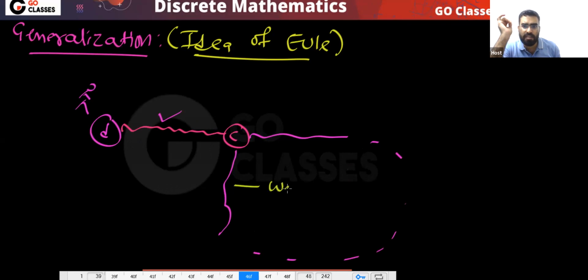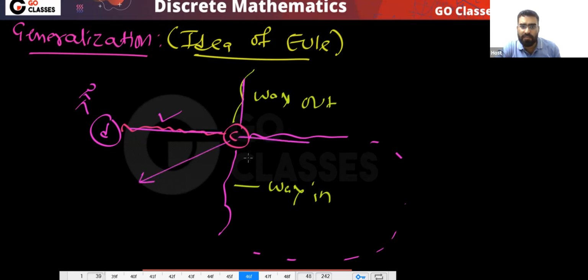This is your way in. If this is your way in, then there should be a way out. Yes or no? There should be a way out. Agree or not? So can you tell me what should happen here? I can say that this should happen: for every vertex, the degree should be even. If there is a way in, then there should be a way out.